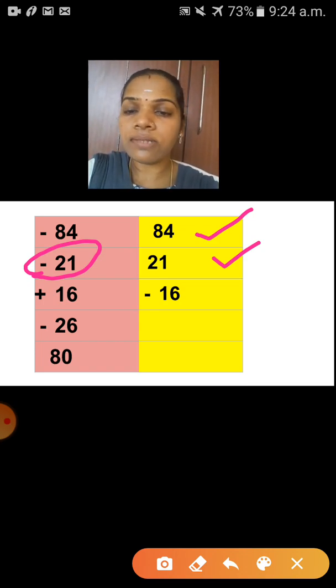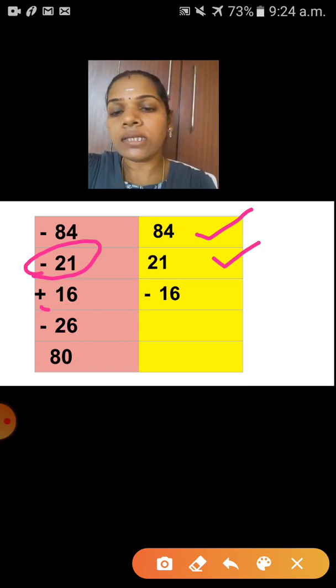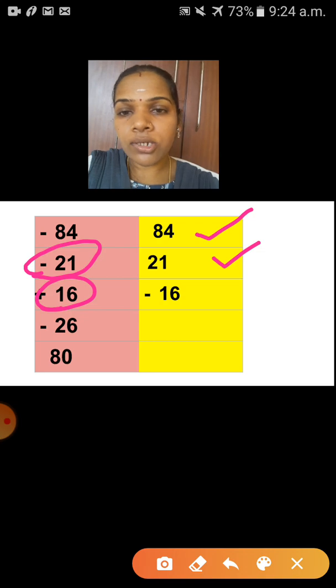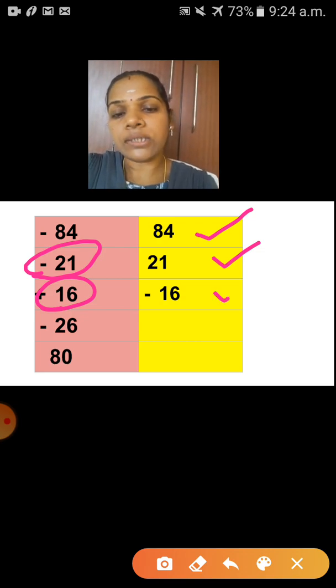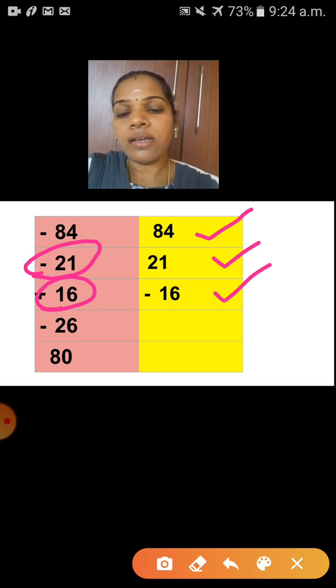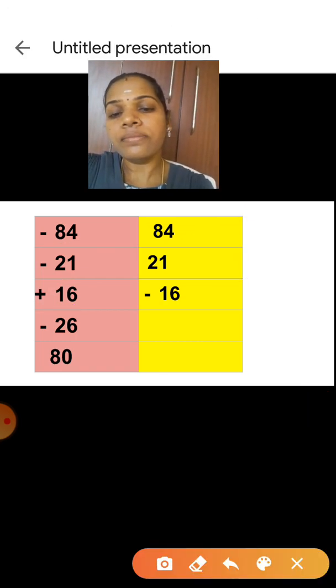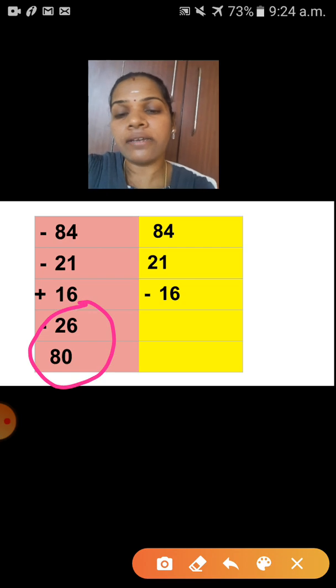Next one is positive 16. Positive 16. What is the opposite of positive 16? Yes, negative 16 or minus 16. Did you get it? Next one is, children see here, these two numbers. I didn't write them here. So you have to give the answer now.